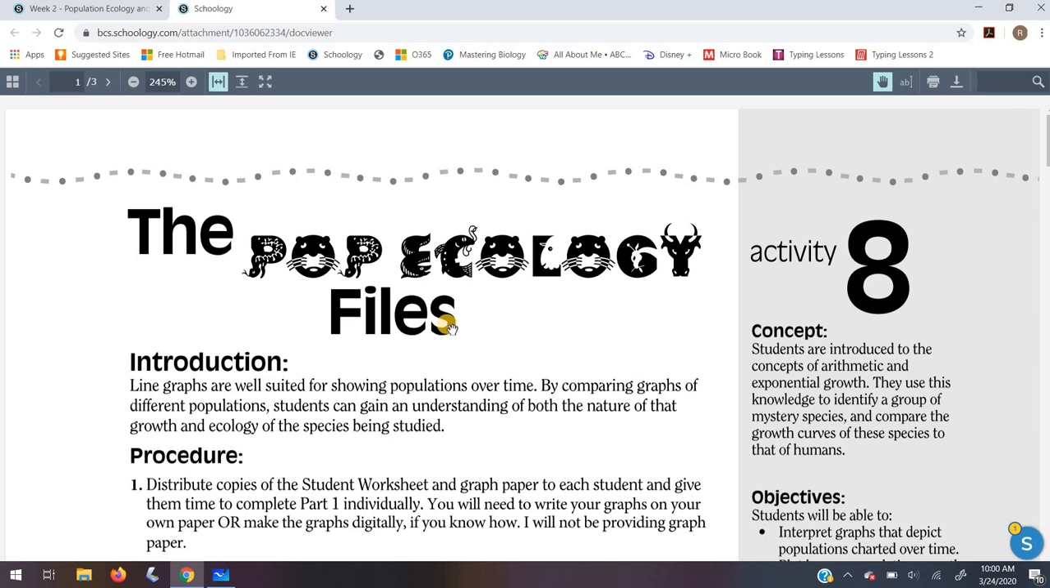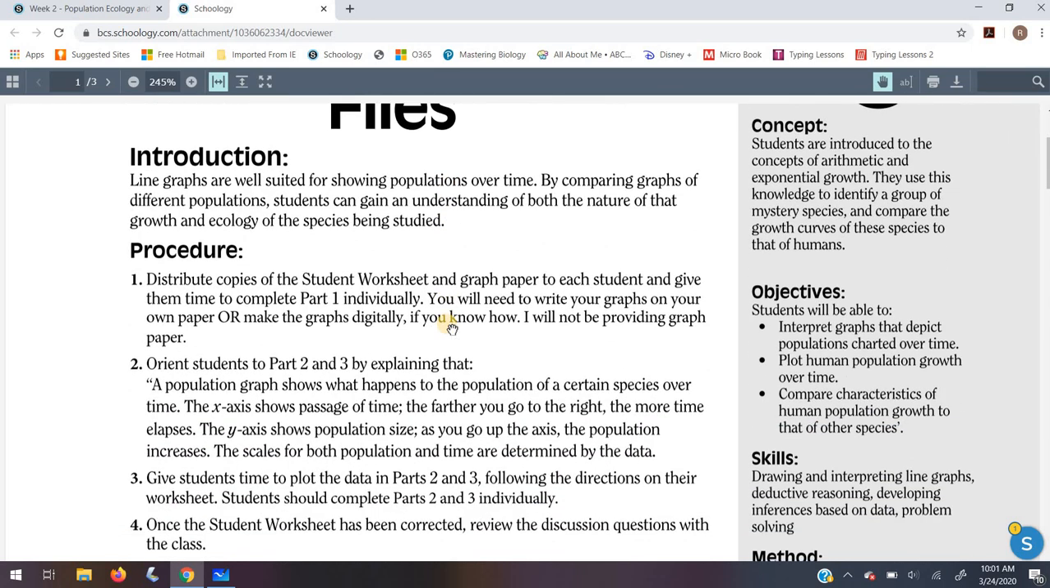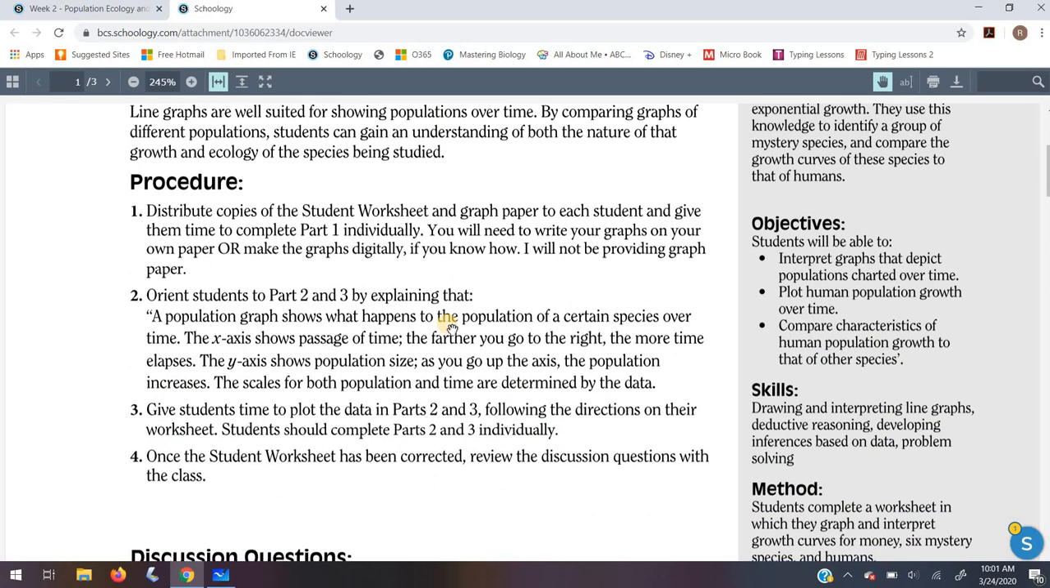All right, here's our worksheet. We have procedure, distribute copies of the student worksheet and graph paper to each student. I don't have graph paper to give you. You can just write it on lined paper or blank white paper. It's up to you. If you don't know how to make your digital graphs, remember, make sure that you just do them on paper.